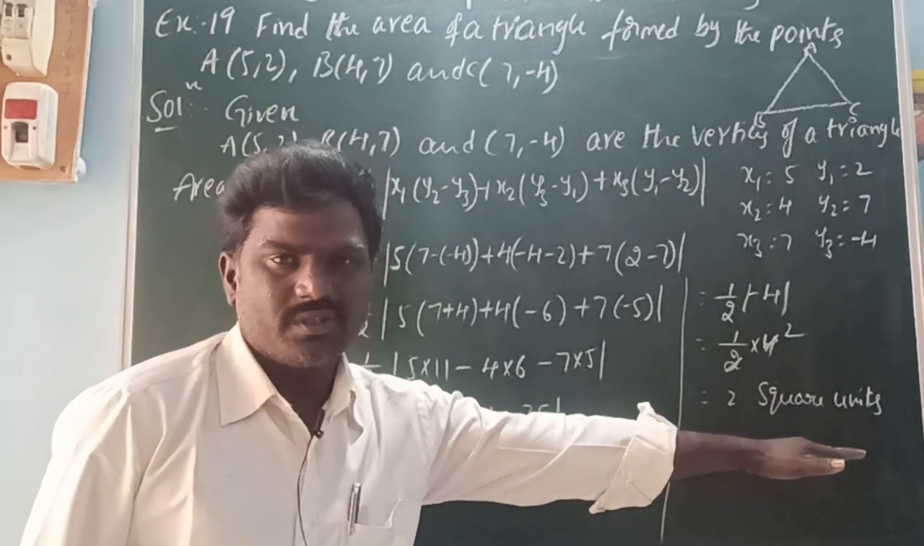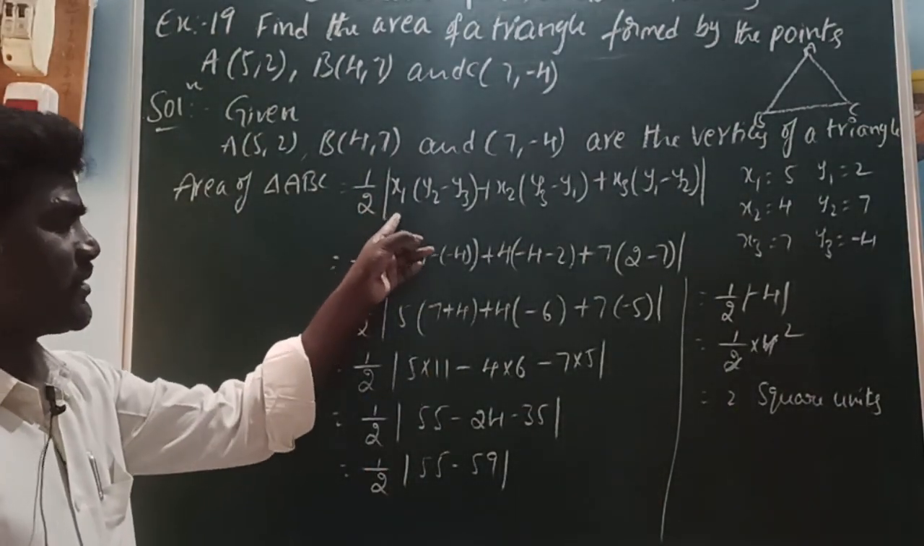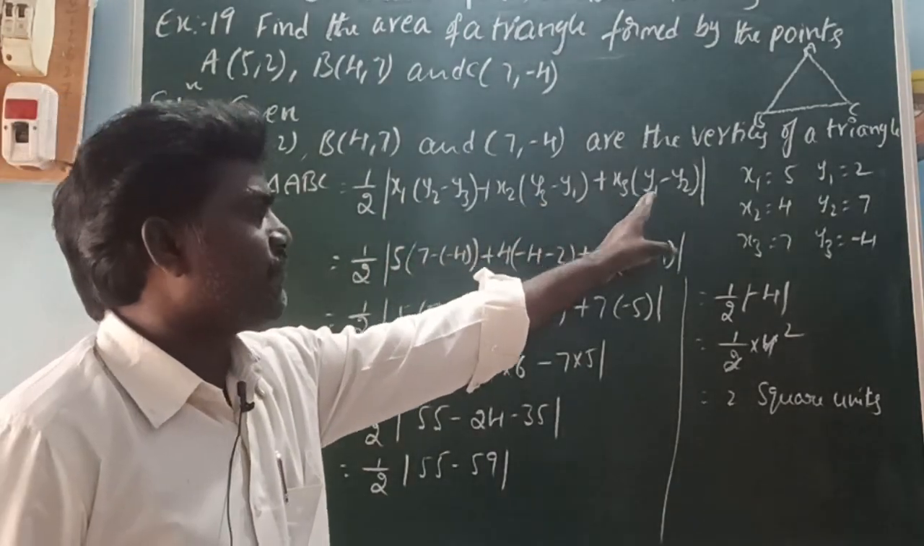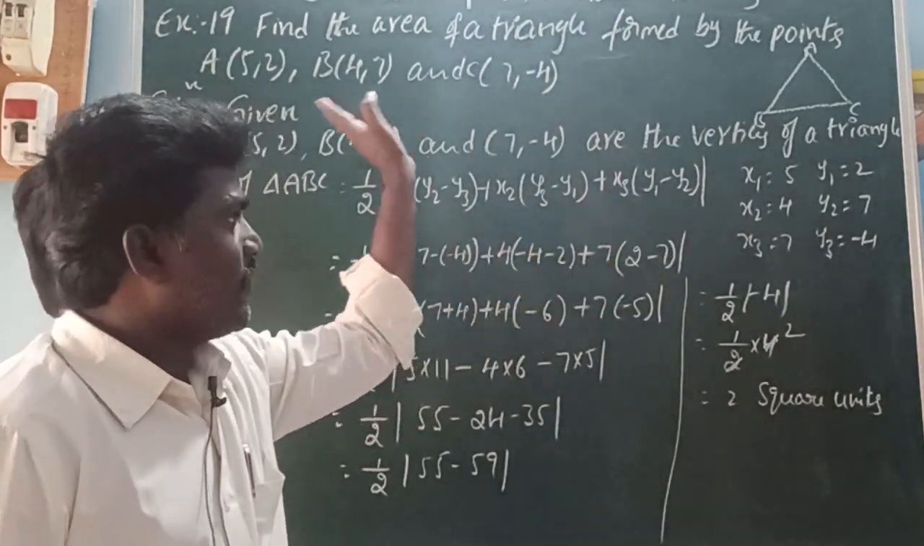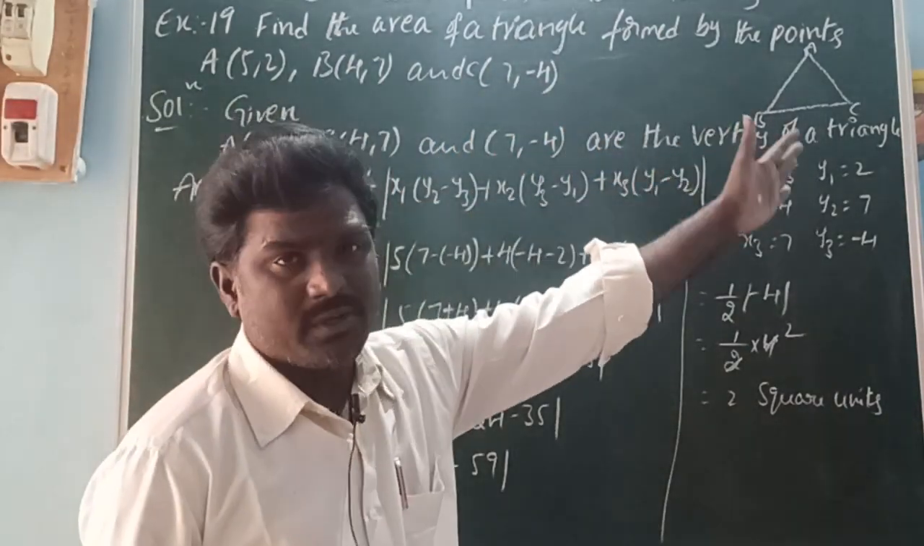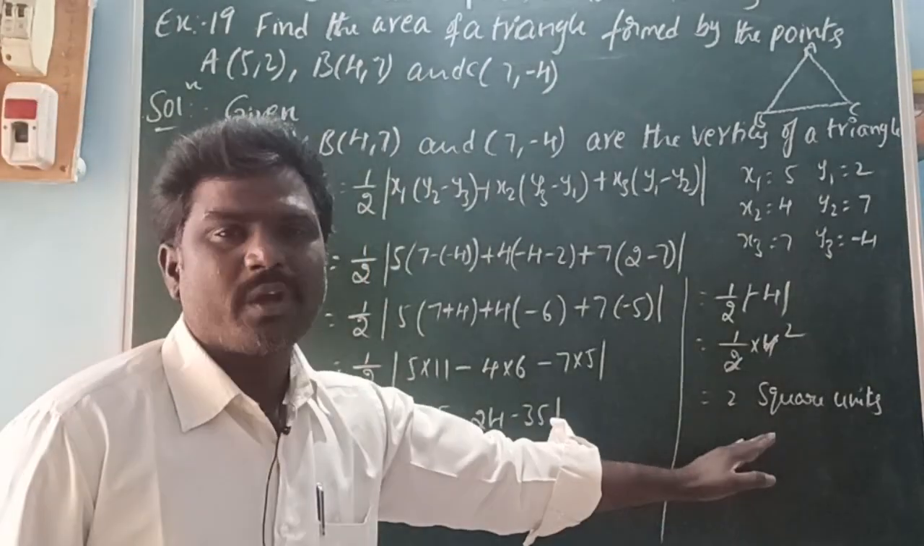2 square units. Okay, so what is the formula? 1 by 2 modulus x1 of y2 minus y3 plus x2 of y3 minus y1 plus x3 of y1 minus y2. So from the given three vertices, we can write the x coordinates and y coordinates. Those coordinates we can substitute in the given formula. So how much do you get? 2 square units.